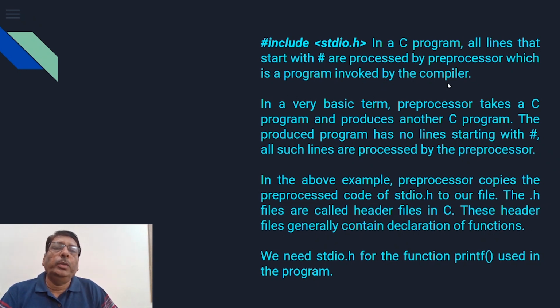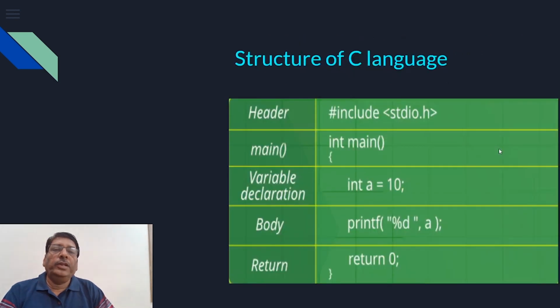Now what exactly will it do? In very basic terms, the preprocessor takes a C program and produces another program. The produced program has no lines with hash. All such lines are processed by the preprocessor. So the meaning of that is, whenever you make use of the statement hash include stdio.h, this particular file will be included in our program, and then your program starts execution. And whenever we execute the program, it starts execution from a function called the main function. So this is the first line that gets executed in our program.